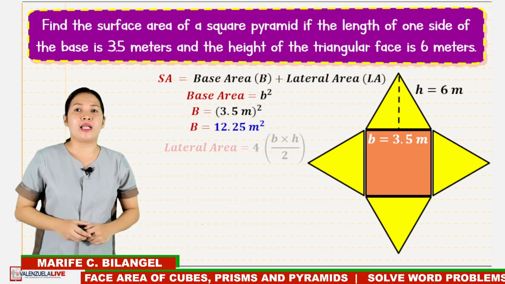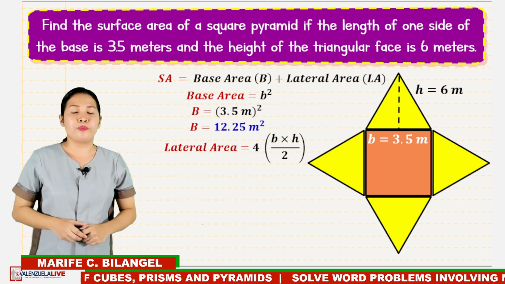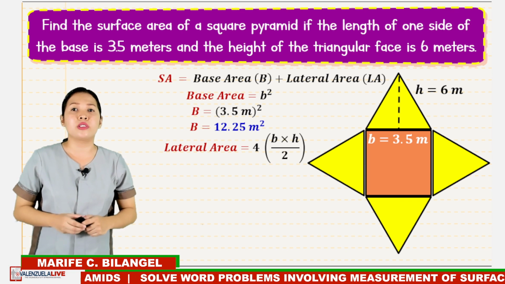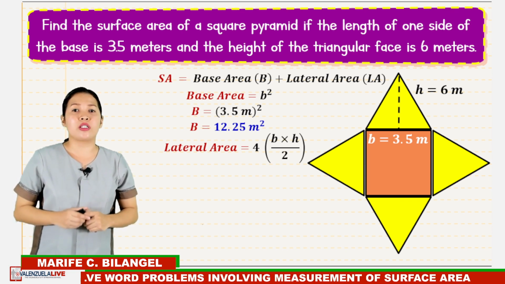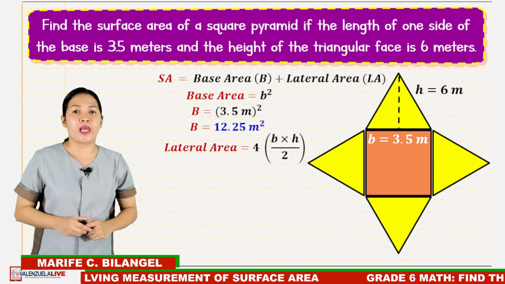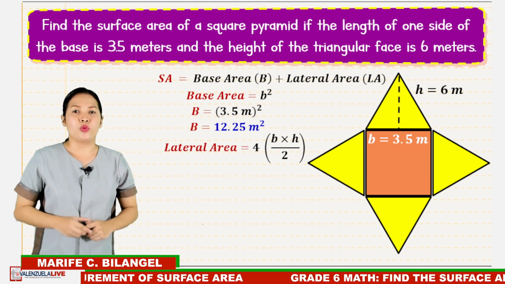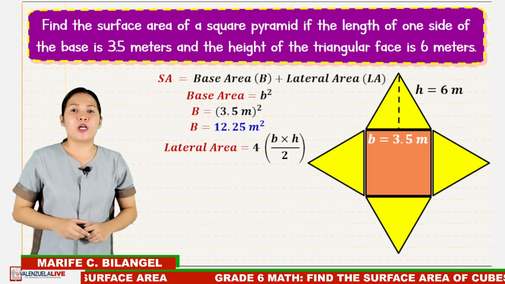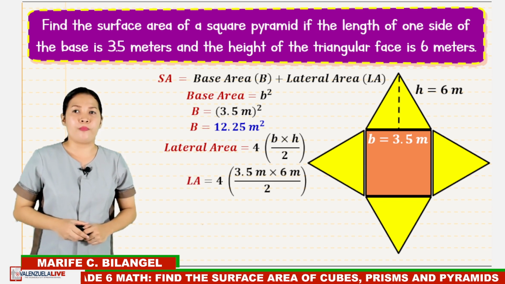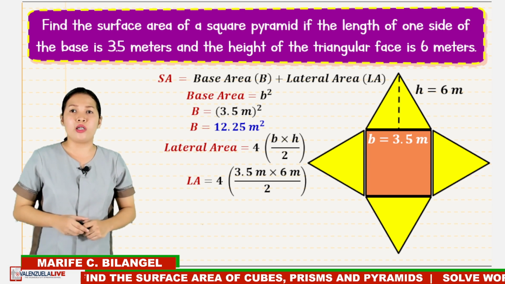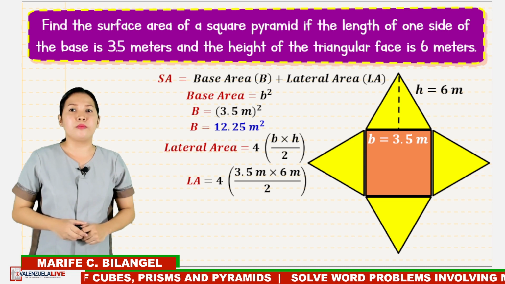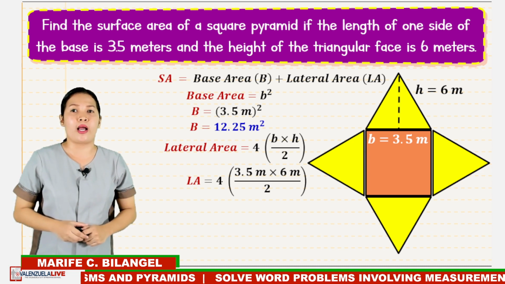Next, let us solve for the lateral area of the square pyramid. To find the lateral area, simply multiply the area of a triangular face by 4. We have 4 times quantity base times height divided by 2. Then let us substitute the base and the height of a triangular face in the formula. We have 4 multiplied by quantity 3.5 meters times 6 meters divided by 2.